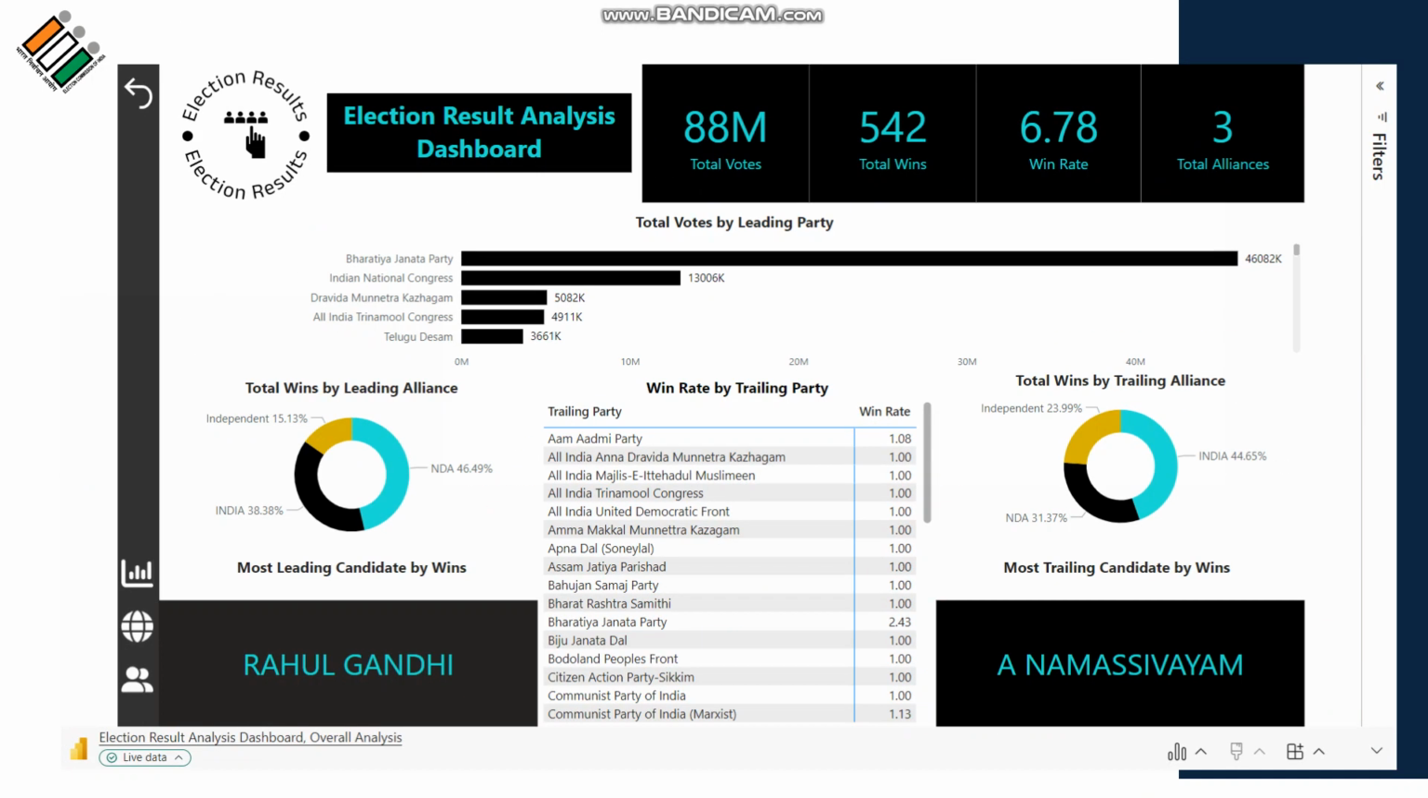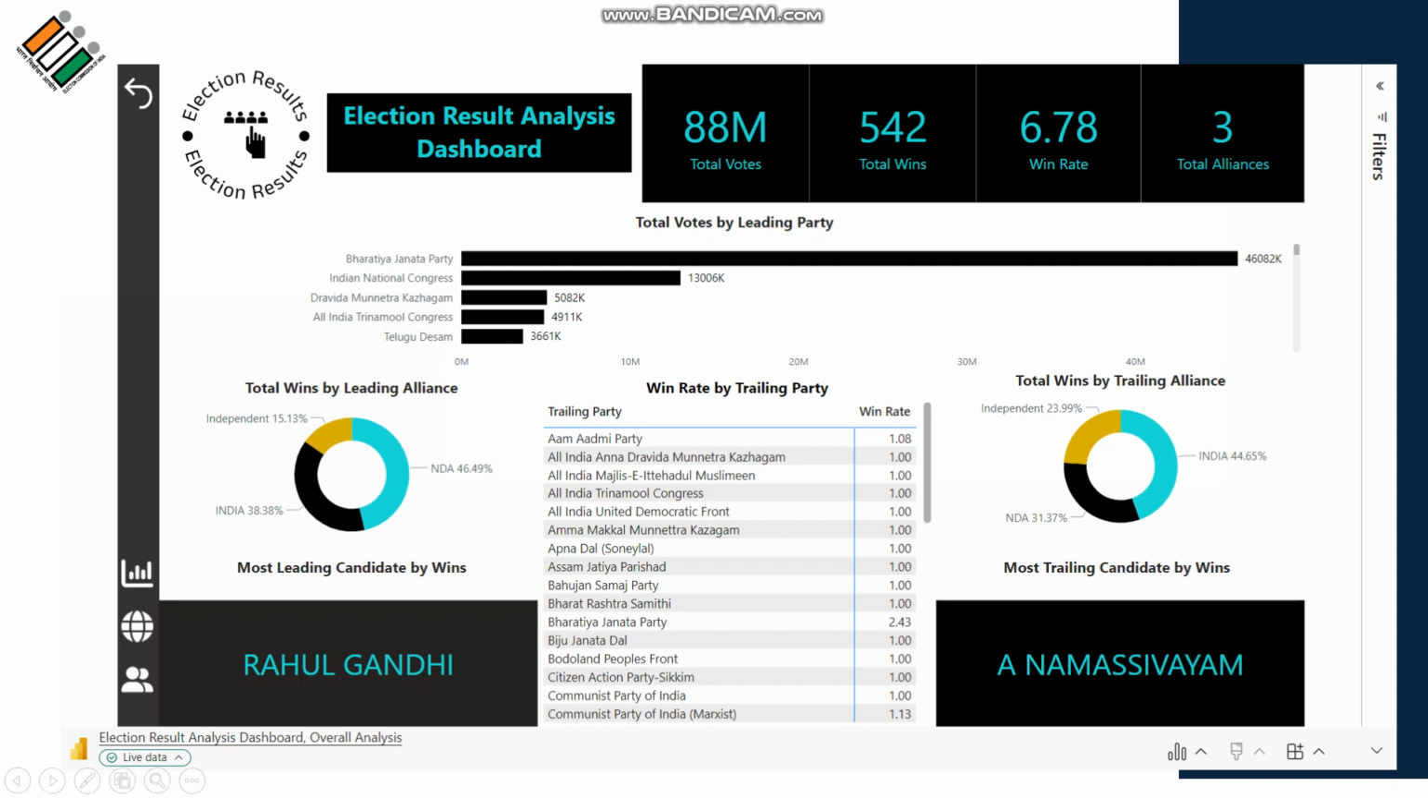Now, let's dive into the output of our analysis, which is presented through our Power BI dashboard. The first section is the overall analysis page, where we have several key metrics visualized for quick insights. We display total votes, total wins, win rate, and total alliances using card visuals. This allows stakeholders to quickly grasp the essential metrics at a glance.